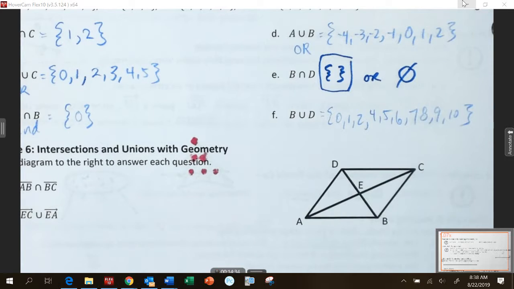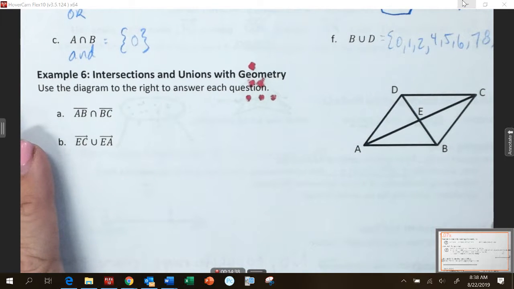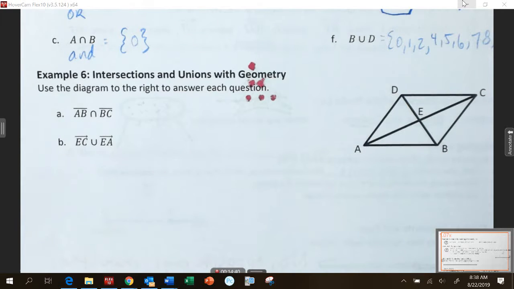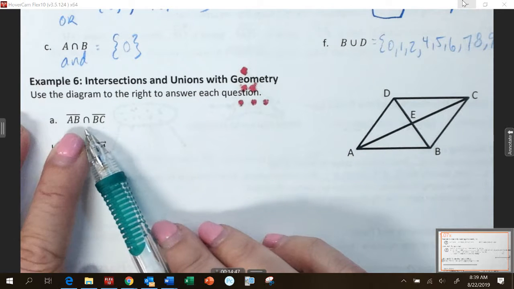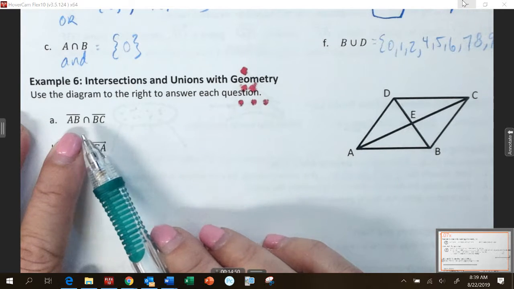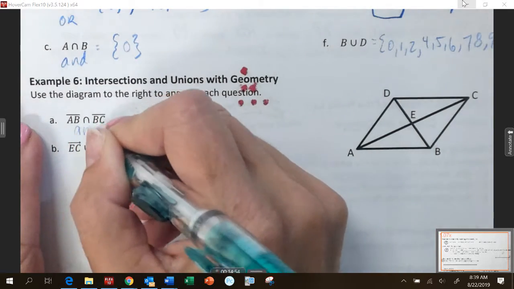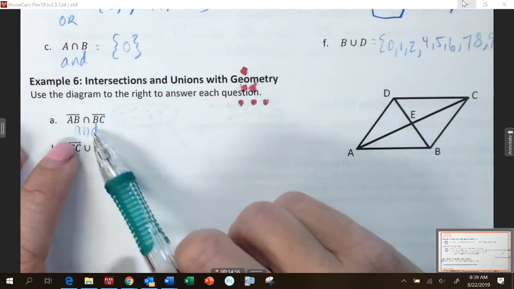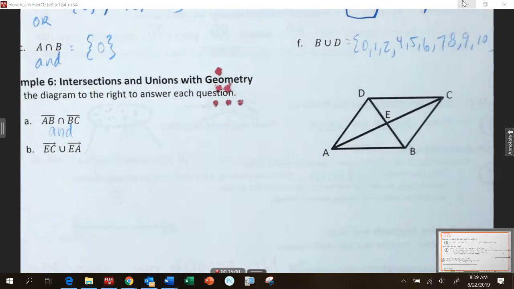Alright. And then the very last example we're doing today is example 6, intersections and unions with geometry. Use the diagram to the right to answer the question. We've got segment AB, union, just kidding, intersection, BC. So this one's "and." I have to write the "and" down because then I forget what I'm doing. AB and BC.